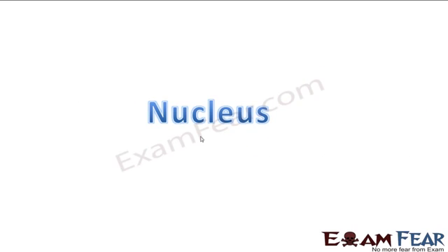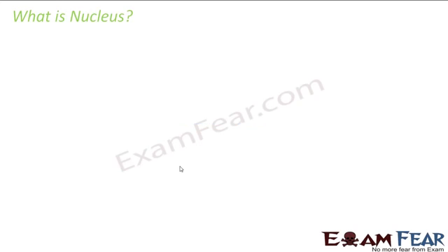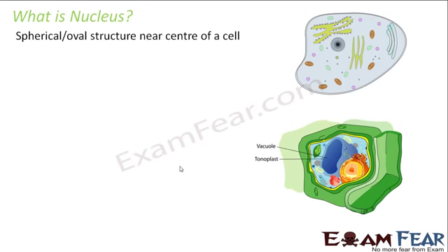This topic which we will talk about is nucleus. Let us now see what is a nucleus. Nucleus is a spherical or oval structure near the center of a cell. So when you looked at the microscopic image of the onion peel, we saw that inside every cell there was a relatively dark spot, right? So this spherical or oval structure near the center of a cell is known as nucleus.